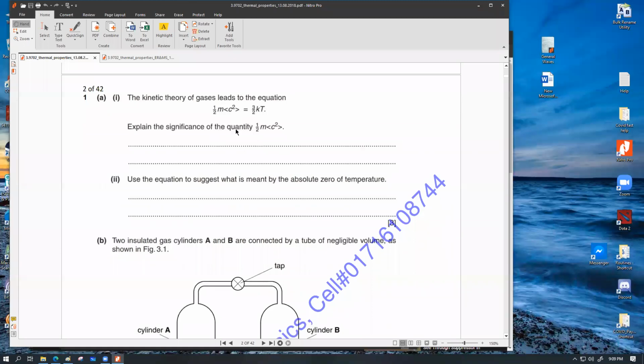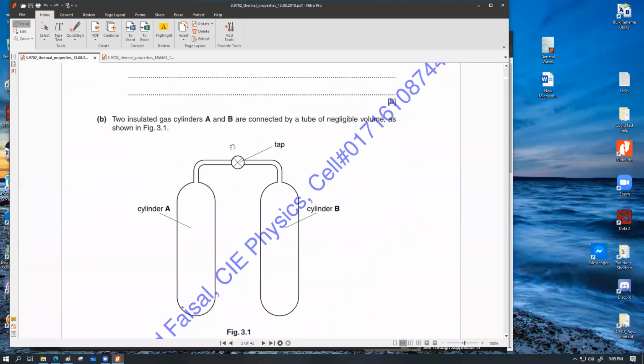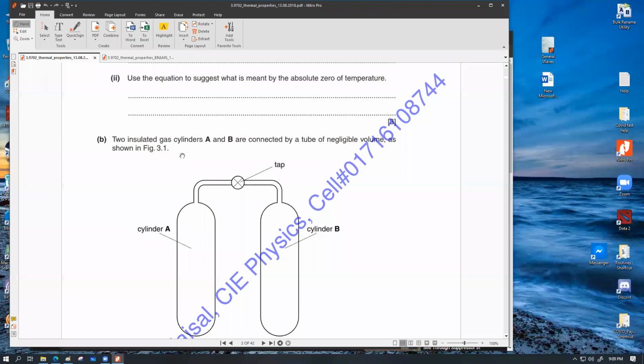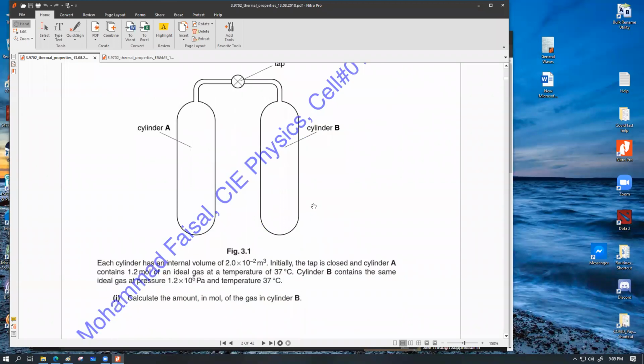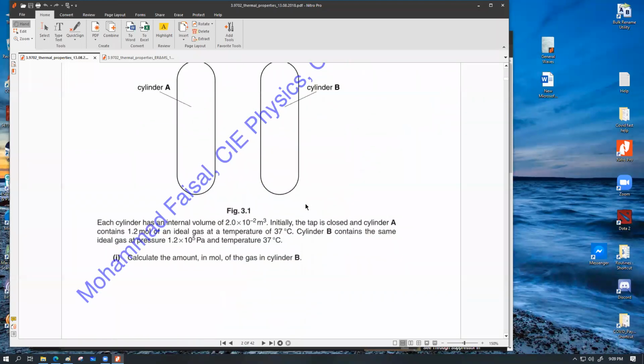You don't have to bother for that. Okay, have a look at question number B. Two insulated gas cylinders A and B are connected by a tube of negligible volume as shown in figure 3.1. So we have tap and we have cylinder A, cylinder B. This cylinder has an internal volume of 2.0 into 10 to the minus 2 meter cube. Initially the tap is closed and cylinder A contains 1.2 mole of an ideal gas at temperature of 37 degrees Celsius. So we are given information about cylinder A.